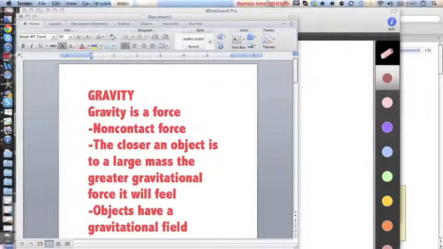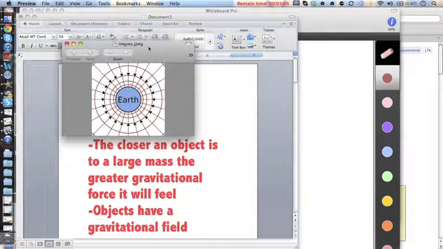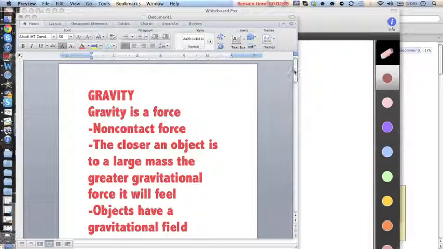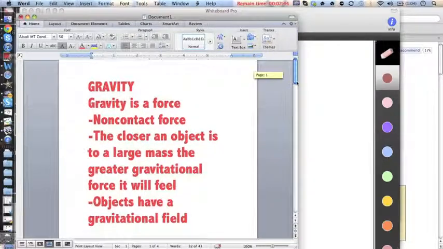Okay, so here's a picture that you guys are all going to be fascinated with. What I want you to see from this picture is that the Earth has a gravitational field, and the closer the vectors are to each other, the greater the gravitational force will be, and the farther away, the less. To conceptualize this, we say that Earth has a gravitational field.